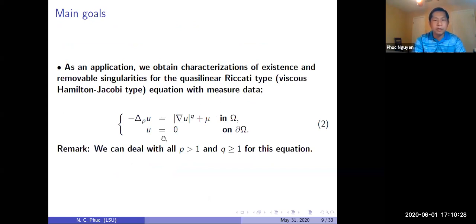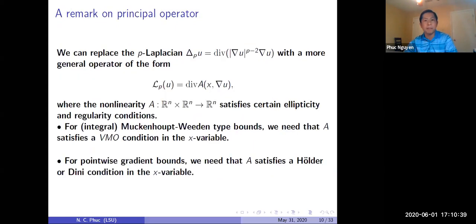And for this equation, we can deal with all p and all q bigger than or equal to 1. We can also deal with certain q less than 1 as well. I will tell you about that. And I want to make some remarks about the principal operator, where in principle we can replace the p-Laplacian with a more general operator L_p u in divergence form, where the nonlinearity A satisfies certain ellipticity and regularity conditions. And for integral bounds, we need the coefficient to satisfy a certain BMO condition in the x variable.